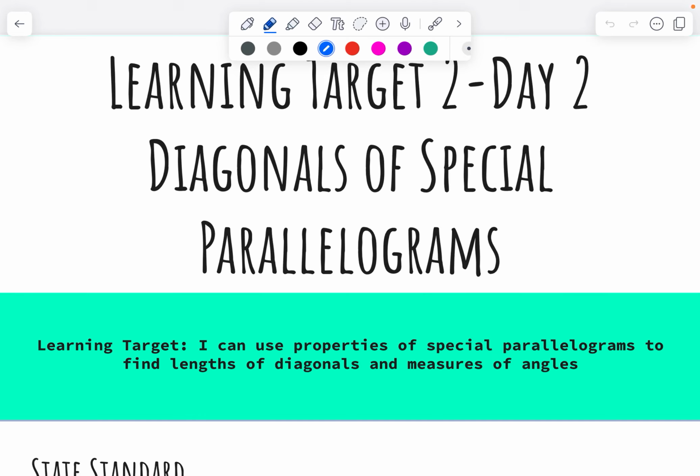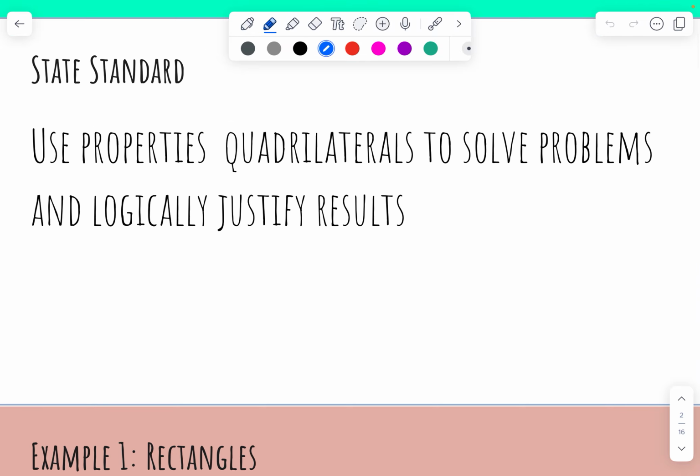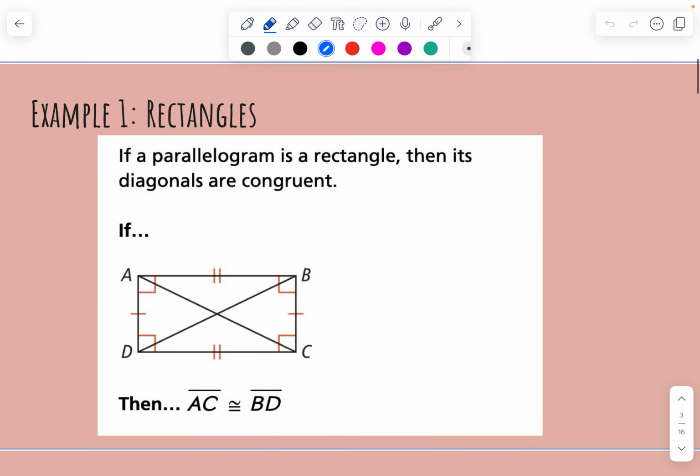Hello friends, today we're going to be talking about special parallelograms. So all of these shapes are also parallelograms, but they have more specific names. Use properties of quadrilaterals to solve problems and logically justify results.